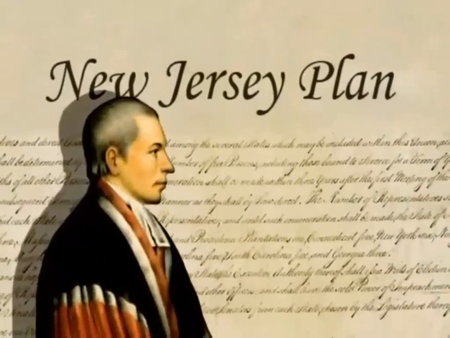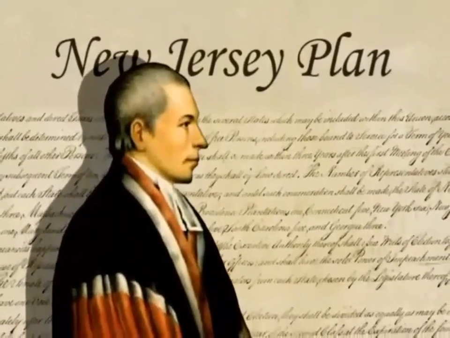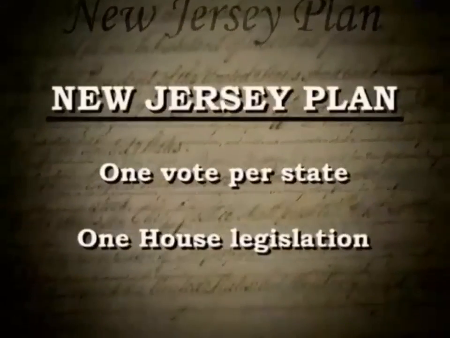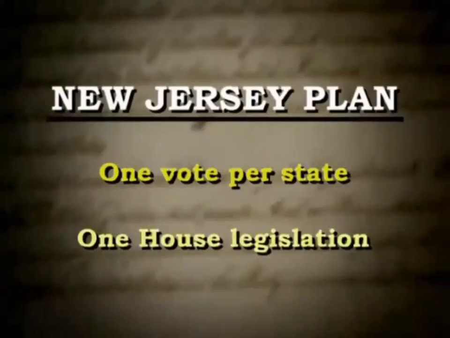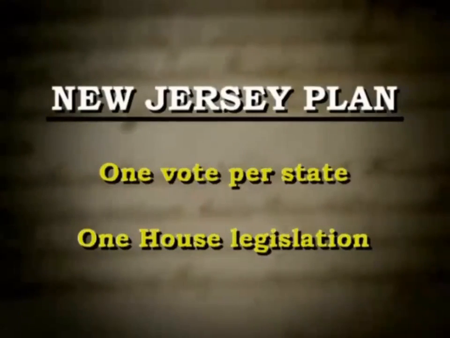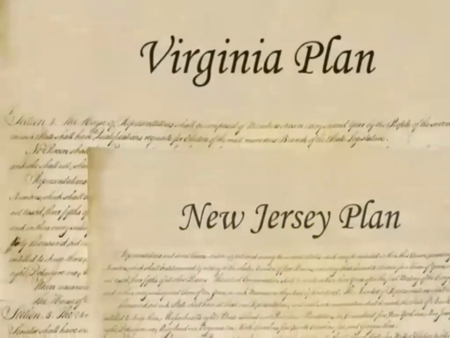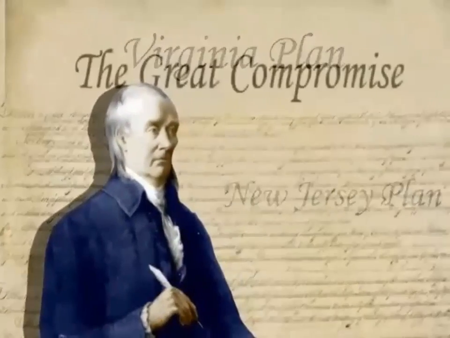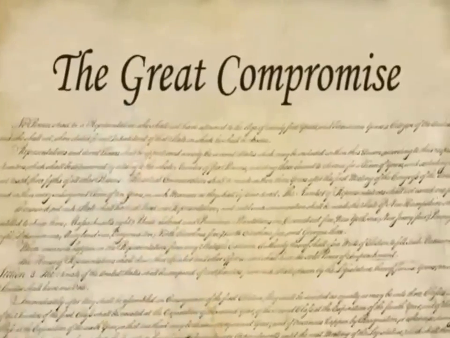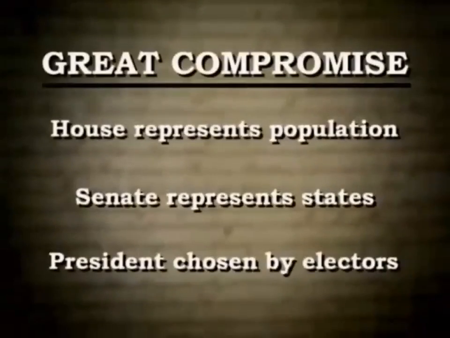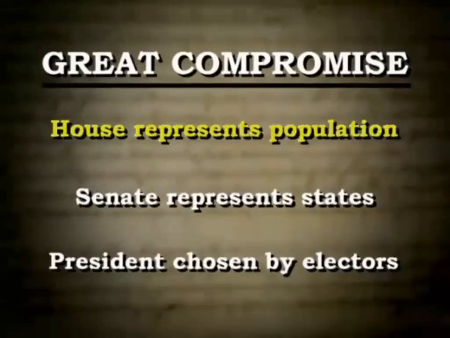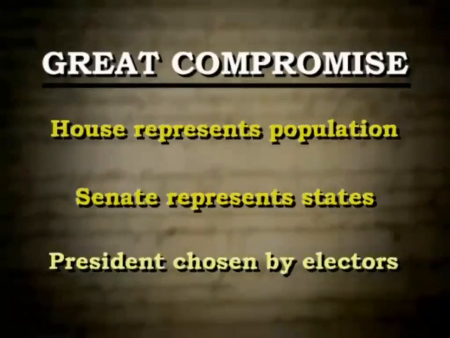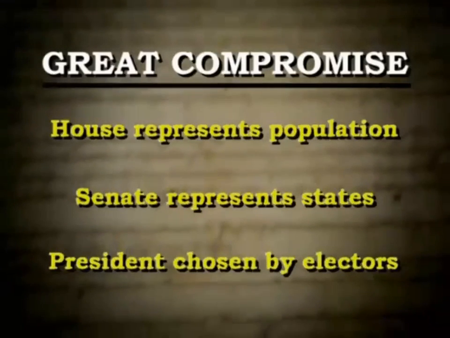William Patterson of New Jersey offered an alternative proposal, the New Jersey Plan. It gave one vote per state in one legislative body. To resolve the differences between the two plans, Roger Sherman of Connecticut brokered what became known as the Great Compromise. It proposed that the House of Representatives would represent the population, the Senate would represent the states, and an elite group of electors would select a powerful president.